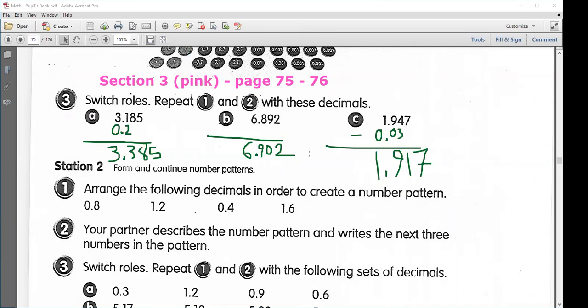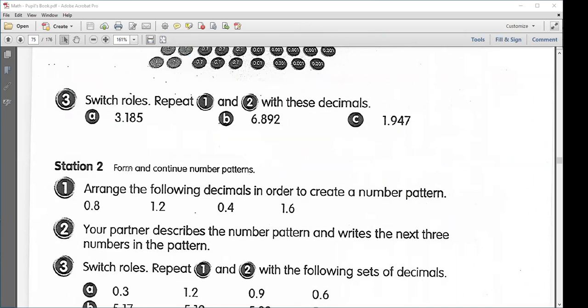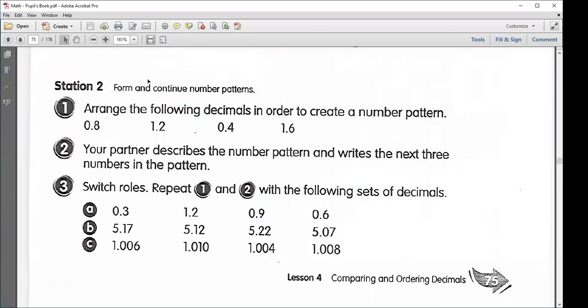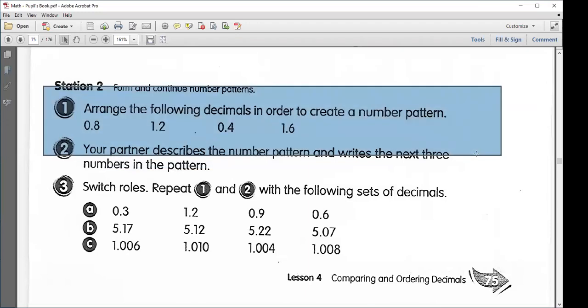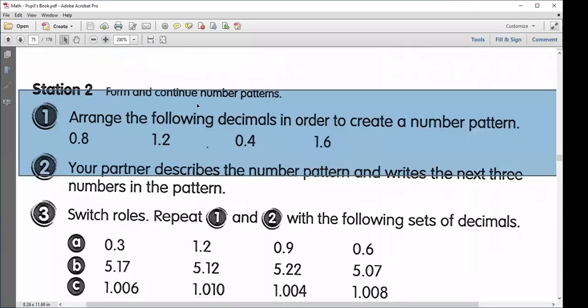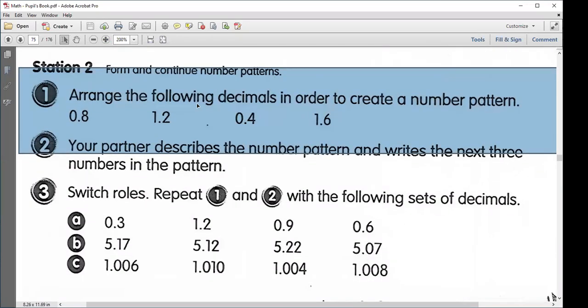All right, let's keep going. Let's look at number 1 here. This says, arrange the following decimals in order to create a number pattern. Jordan, which of these 4 decimals is the smallest? Teacher, will write this down? Sure, you can if you want to. 1.2. That's the smallest decimal? Yes.